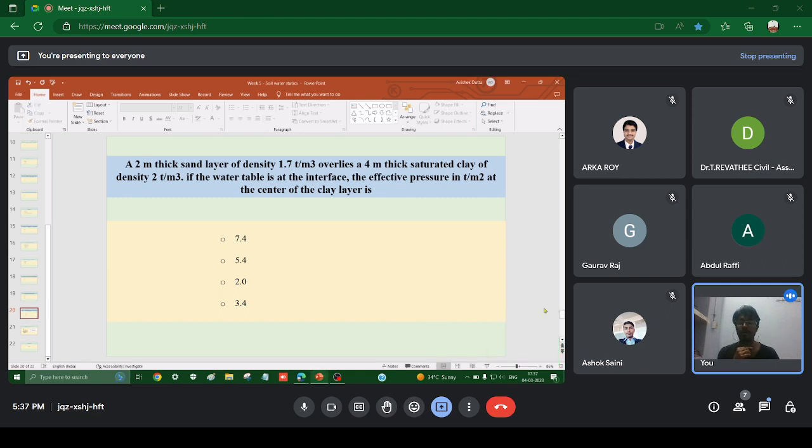So the question is, a 2-meter thick sand layer of density 1.7 ton per meter cube overlies a 4-meter thick saturated clay of density 2 ton per meter cube. If the water table is at the interface, the effective pressure in ton per meter square at the center of the clay layer is: the options are 7.4, 5.4, 2.0 or 3.4.